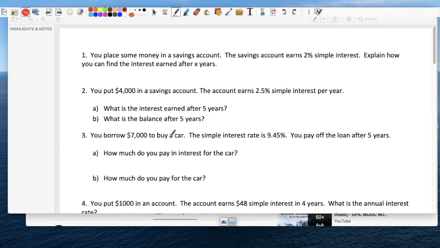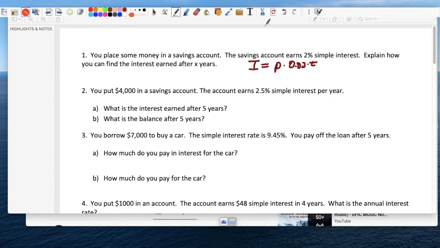You place some money in a savings account. The savings account earns 2% interest. Explain how you can find the interest after X years. Well, in order to do that, if you deposit, you're earning 2%. So here's your principal times 0.02 times the amount of time, X years.